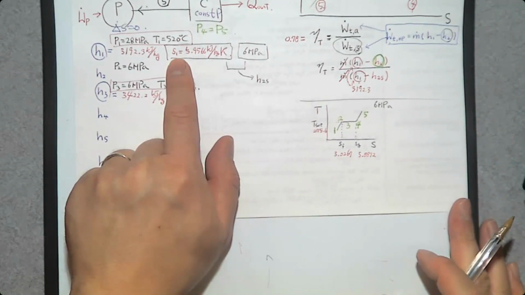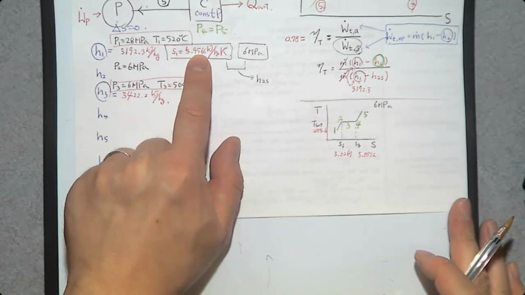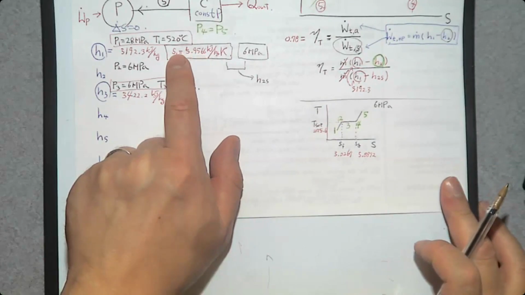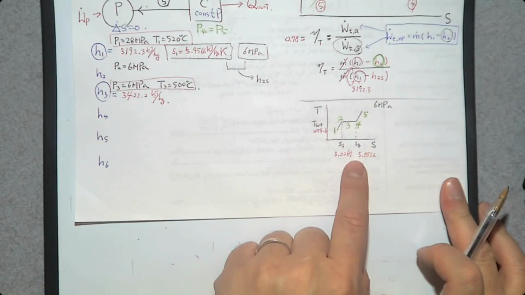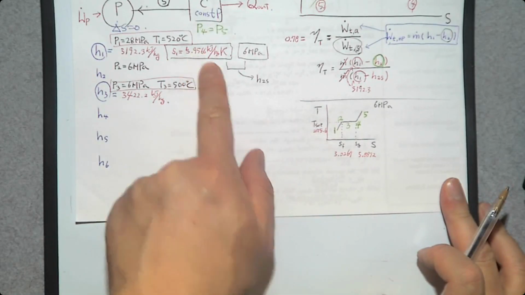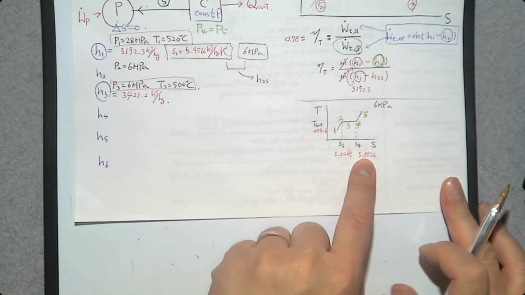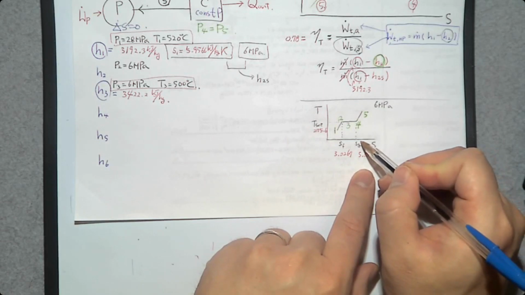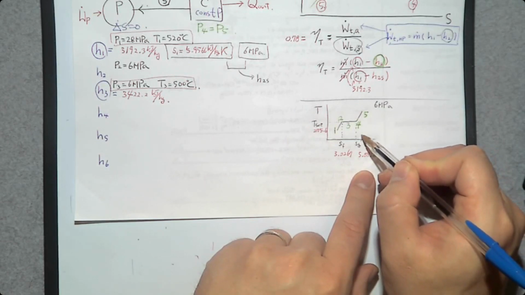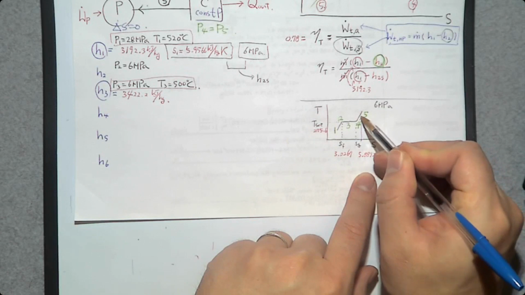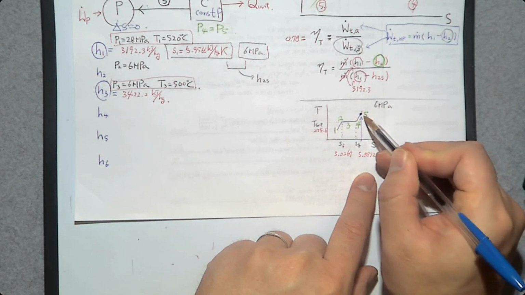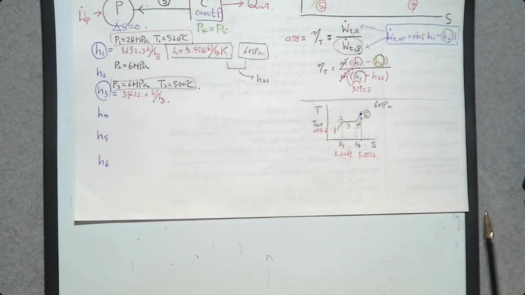What is the specific entropy? 5.95. So let's find this specific entropy on this T-s diagram. 5.95 is greater than 5.88, so slightly on the right. And the phase change process is going to be superheated vapor. So once you determine that we have a superheated vapor, you go to the superheated vapor table at 6 megapascal.